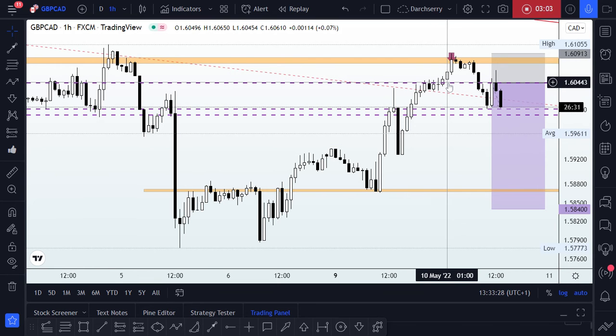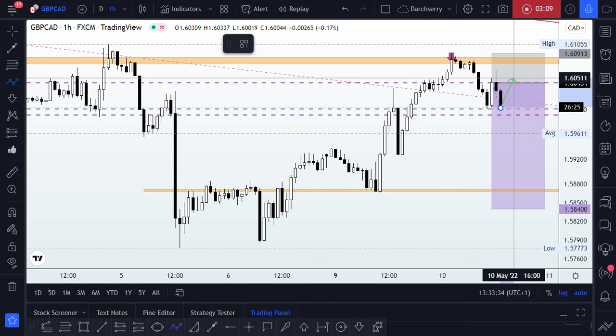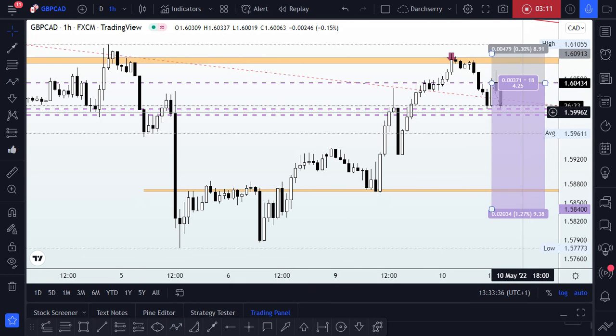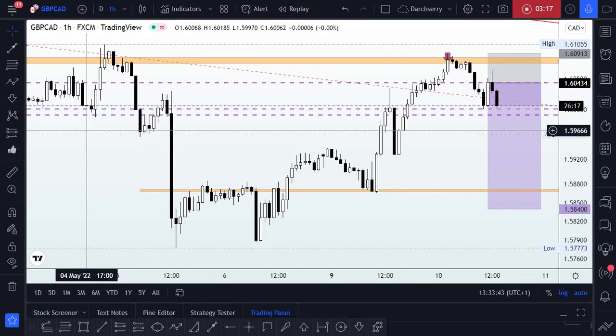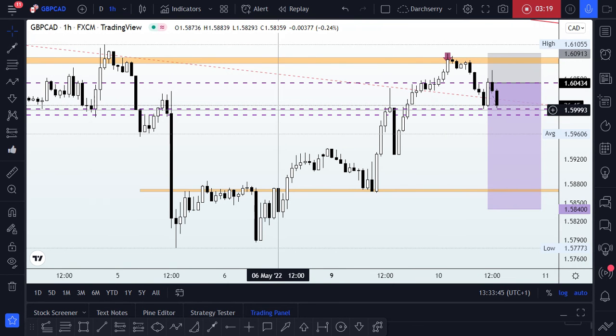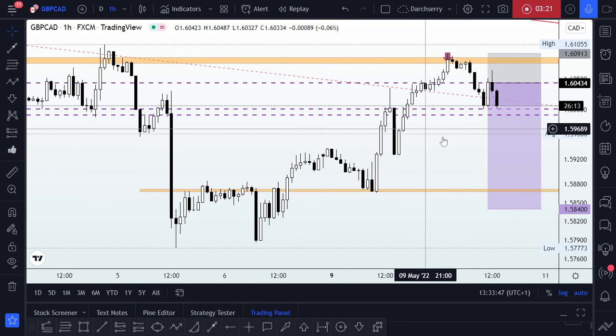I had an entry at this point, 1.60443, and it's still very possible that we might have price go back to that area one more time before we see the trend to the downside. So I also have a pending order right at 1.60323, which is right below the structure. And I also have another one right here, which is also below the structure.